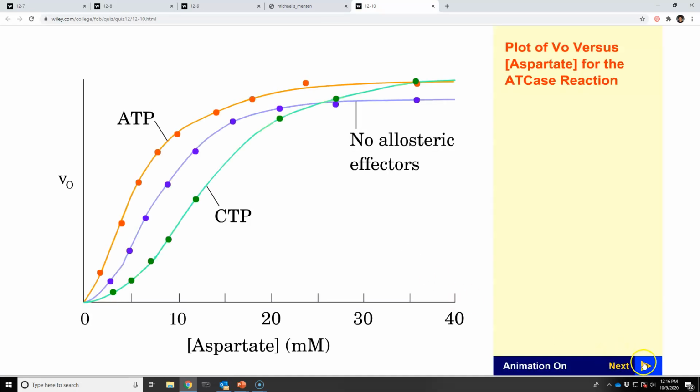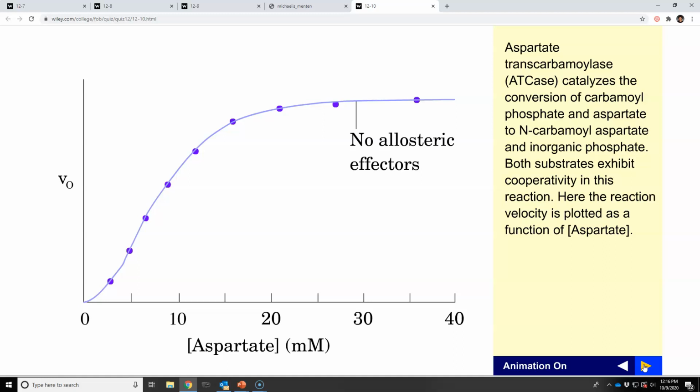So I think the colors were not chosen well. In this bluish purple right here, this is the curve that we get when we measure the velocity with increasing concentrations of one of the substrates, the aspartate. So there are no allosteric effectors. And again, this is a multi-subunit enzyme, so we get a sigmoidal shaped curve. That means those Michaelis-Menten equations don't work because those are equations of a hyperbola, but we can still use the concept of Km and Vmax to figure out what the Km is.